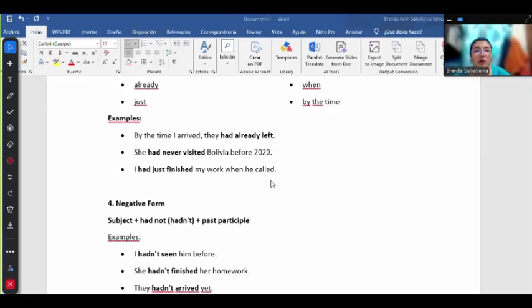I had just finished my work when he called. Okay, he called, but before that action, already in the past, yes, I had finished my homework. Let's say I was doing my homework, I finished, and then I got the call. Both actions happened yesterday, so now I'm telling you, and I say, when he called, I had just finished my homework, my work.